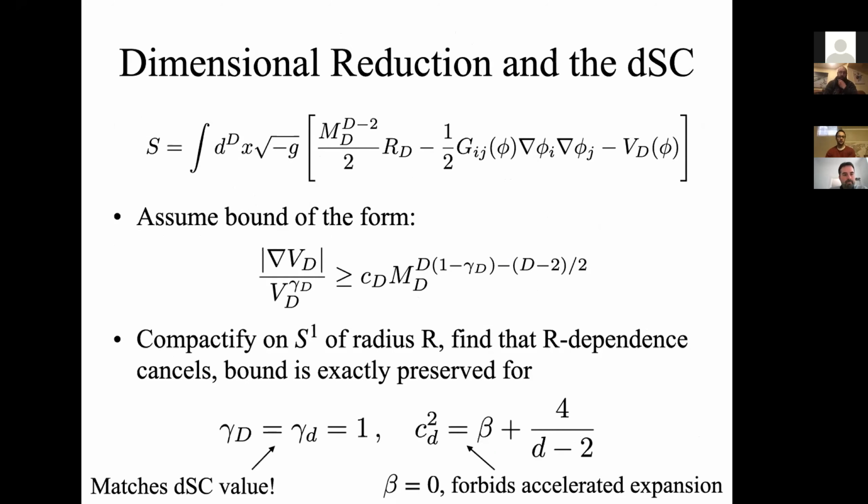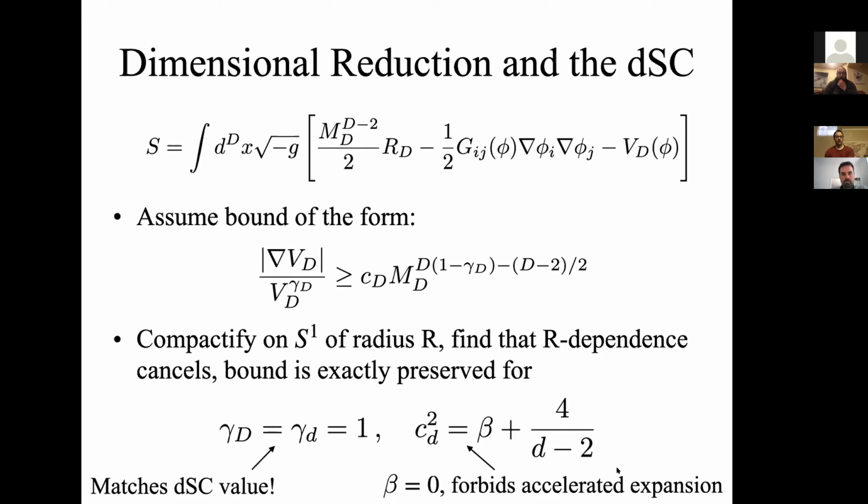Okay, yeah, thanks. So you're right. Any positive beta here would forbid accelerated expansion. For beta negative, of course, that would not be the case. So in order to relate this to accelerated expansion, beta would have to be greater than or equal to 0. But I think what's especially interesting is that beta equals 0 is exactly the condition, the statement that precisely forbids accelerated expansion of the universe.